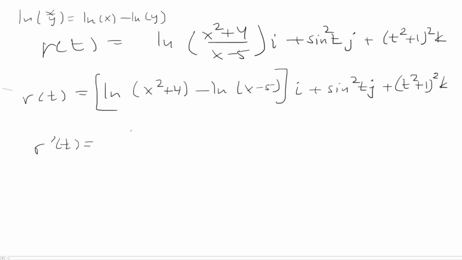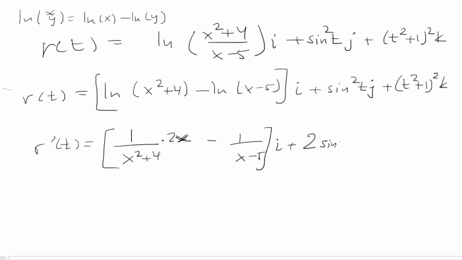So for natural log, it's 1 over the inside times the derivative of the inside. So it's 1 over x minus 5 times the derivative of x minus 5, which is just 1. And that's times i. Now for sine squared, we have to use the chain rule. Bring down the exponent, leave the sine alone, take the derivative of sine. And same thing with k, bring down the exponent, keep t squared plus 1 the same, subtract 1 in the exponent, and then multiply by the derivative of the inside.